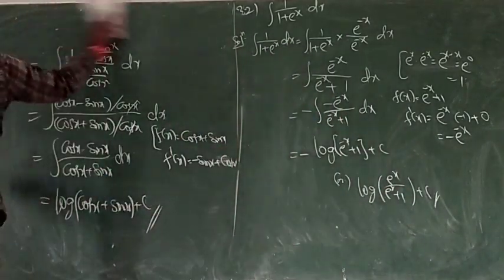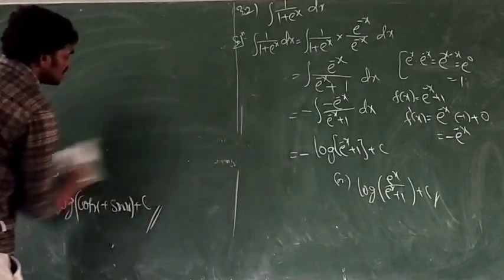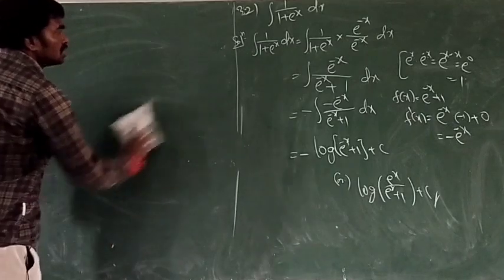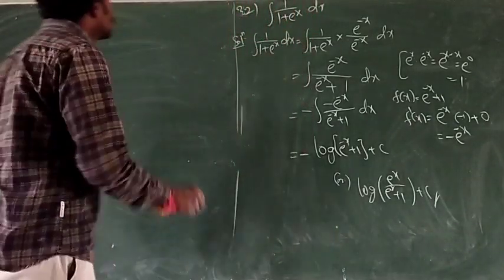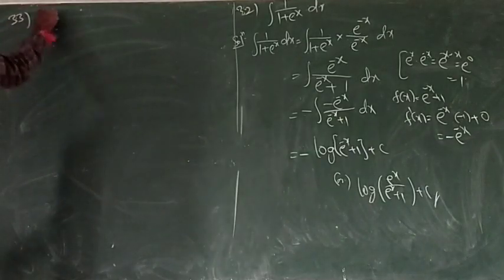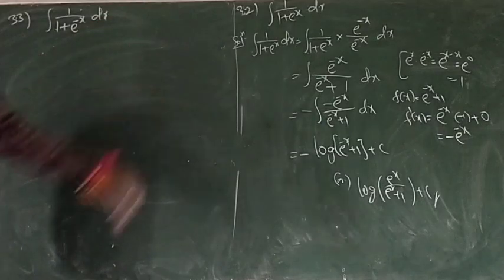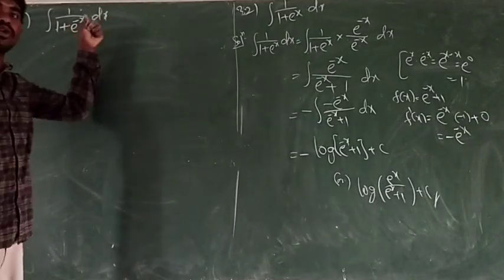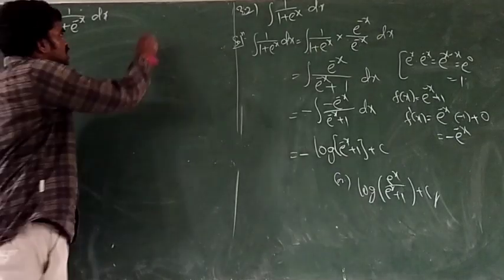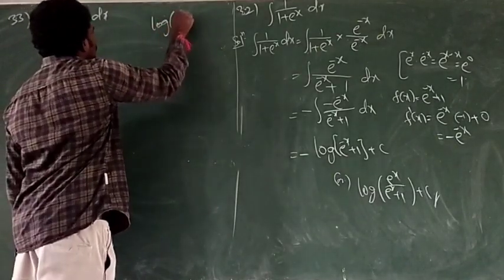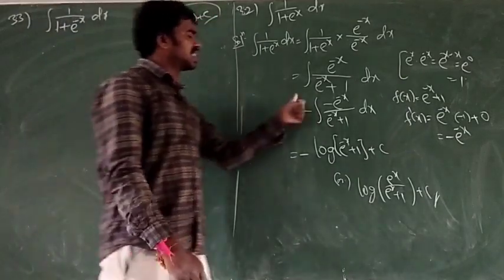Next, similarly, can you do 1 by 1 plus e power minus x? Do it the same way. Next problem, integration 1 by 1 plus e power minus x dx. Here multiply and divide with e power x. Directly you will get log of e power x plus 1. So this is easier than the previous one.